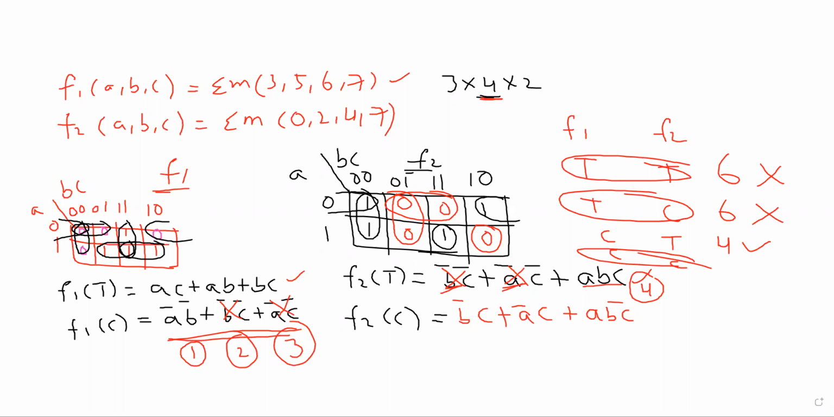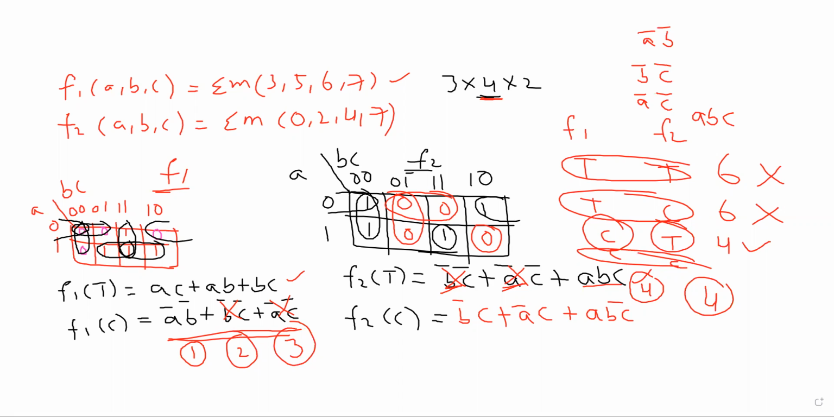Therefore we have to consider f1 complement and f2 in true form. Then we can obtain how many product terms? 4 product terms. Is it clear? Now what are the product terms we are having? If you observe, a bar b bar, after that b bar c bar, now after that a bar c bar. Now what is the remaining one? abc. abc is the remaining one.